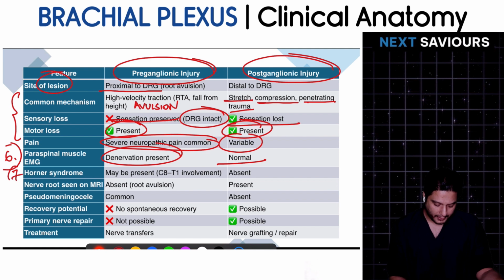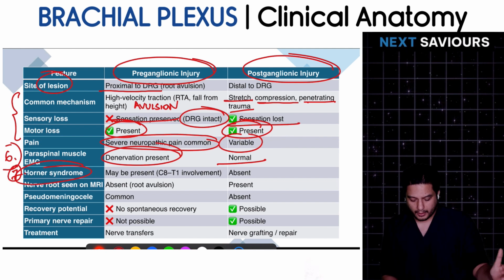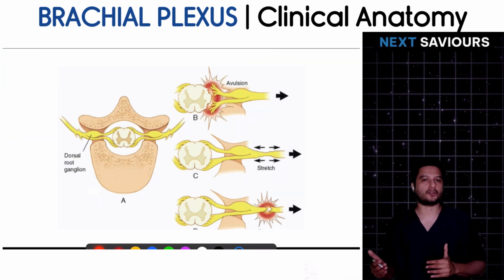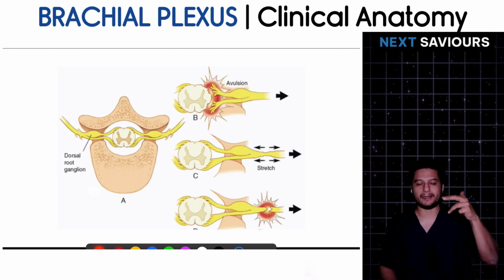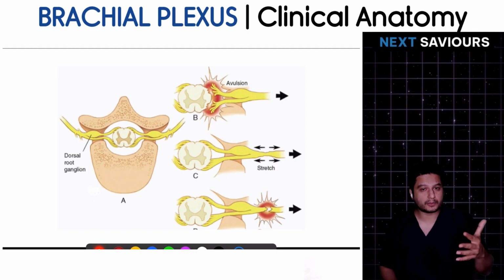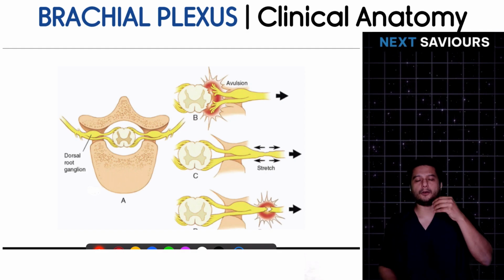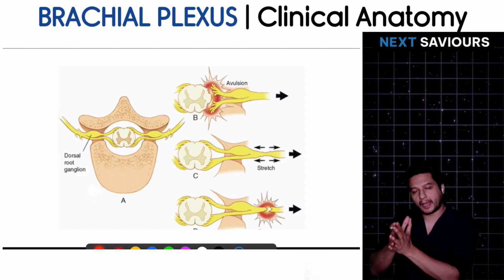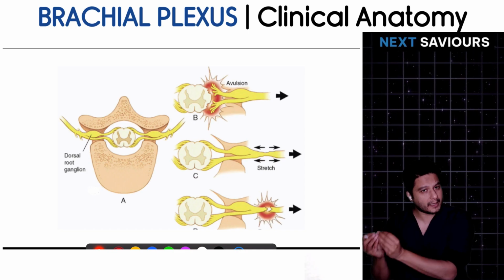Then the seventh point, and the interesting one, is the presence of the Horner syndrome. Now, the majority of you are aware of the features of the Horner syndrome. There will be ptosis, miosis, anhidrosis, enophthalmos, and a loss of the ciliospinal reflex. Now the point is how this Horner syndrome, which is related to ophthalmology, becomes a part of preganglionic injury to the brachial plexus.